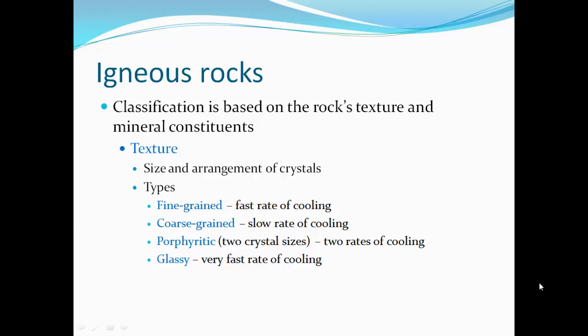Classification of igneous rocks is based on the rock texture and mineral constituents. So we decide which igneous rock is which, and we name them based on certain classifications, and the most important one is texture. Texture is the size and arrangement of crystals. The types are fine-grained from a fast rate of cooling, coarse-grained or larger crystals from a slow rate of cooling. Porphyritic has fine-grained crystals and coarse-grained crystals because there are 2 rates of cooling during the making of that rock. And then glassy, a very fast rate of cooling.